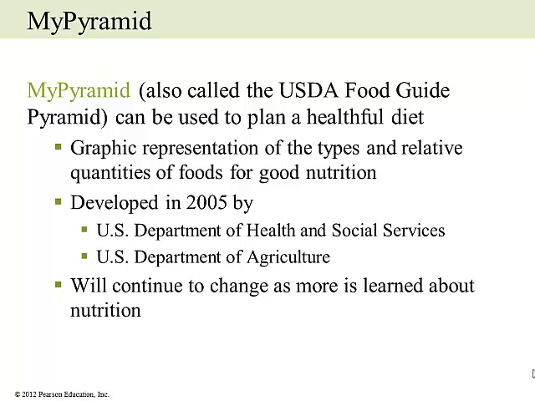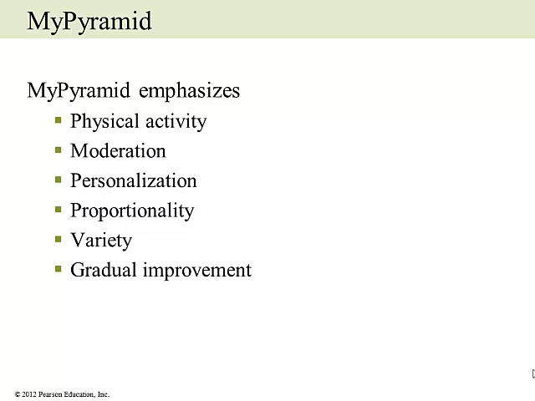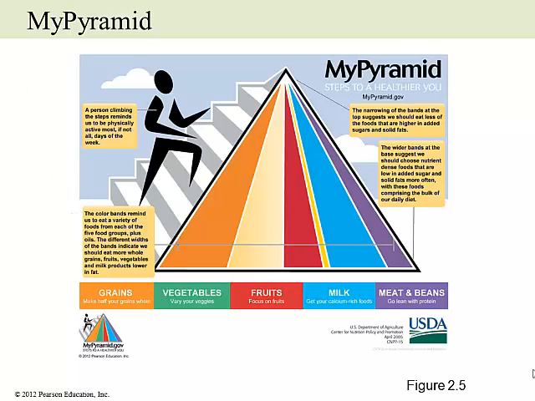The U.S. Department of Health and Human Services and the U.S. Department of Agriculture work together to help provide standards for nutrition. It's going to emphasize physical activity, moderation, personalization. So there are choices within the pyramid. If you see 4 different proteins, for example, and you hate tuna, don't eat tuna. Choose another choice in the protein category so you can personalize it. Variety and gradual improvement on the groups of foods that you eat.